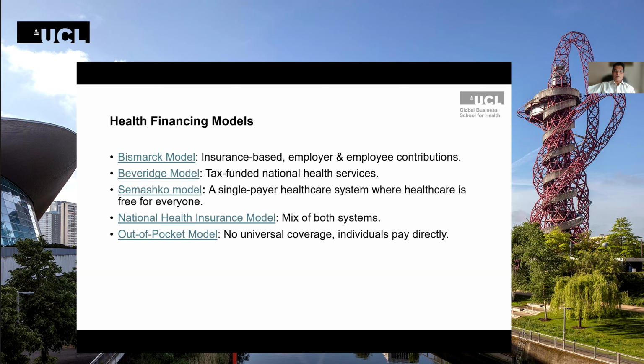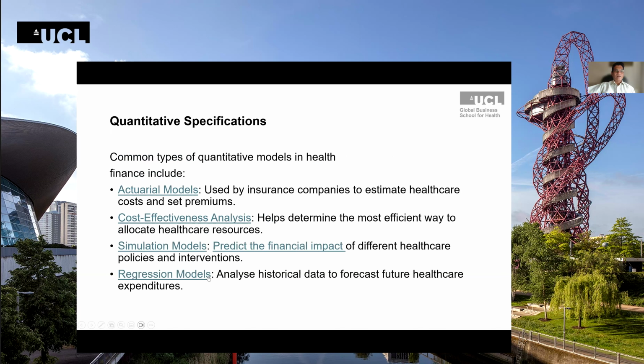The other one is called the national health insurance model, a mix of both public and individual. The out-of-pocket model has no universal coverage, and individuals pay directly. That's not something desirable that people want. There are certain things we will also look into when you come here. I'm trying to give you a flavor of everything as much as I can in this presentation, which will be similar to your classroom presentation, your recorded videos and Moodle.